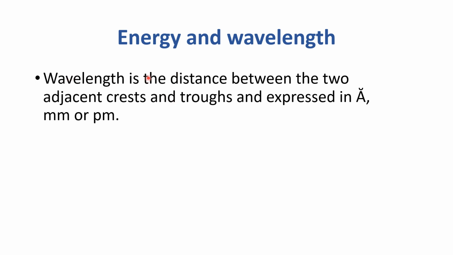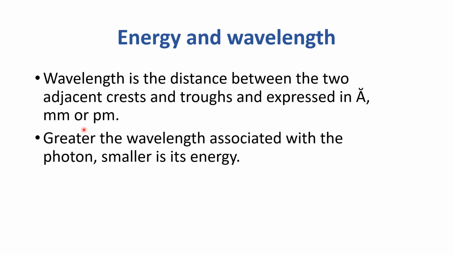Wavelength is the distance between the two adjacent crests and troughs, and expressed in angstrom, millimeter और picometer. Wavelength is basically एक wave के दो adjacent crests और troughs के दरमियान के distance को कहते हैं. Greater the wavelength associated with the photon, smaller is its energy. किसी photon की जितनी ज़्यादा wavelength होगी, उसकी energy उतनी ही कम होगी, यानी कि they are inversely proportional.